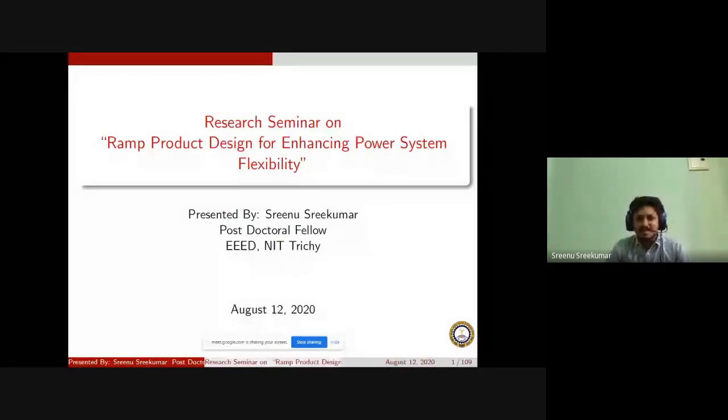And this is my PhD research, which I have done under the supervision of Dr. Rohit Becker, sir, Electrical Engineering Department, MNIT Jaipur. And a RAM product designed for enhancing power system flexibility.